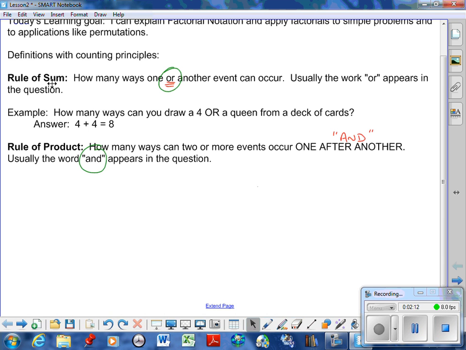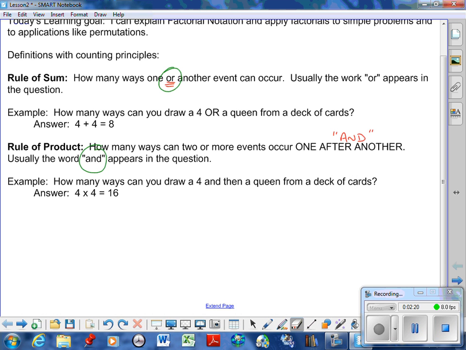"Or" and "and" change the question significantly for us. So, example: how many ways can you draw a 4 and then a queen from the deck of cards? Very similar to the question above, except we have "and" instead of an "or". So there are two rules. Rule of sum is when you're doing an "or". Rule of product is when you're doing an "and". Sum can't happen at the same time. I can't draw a 4 or a queen at the same time, so I'll have to add those cases together. I can draw a 4 and a queen, so therefore we'll have multiplication.